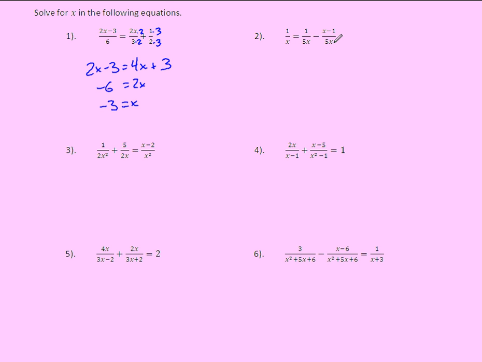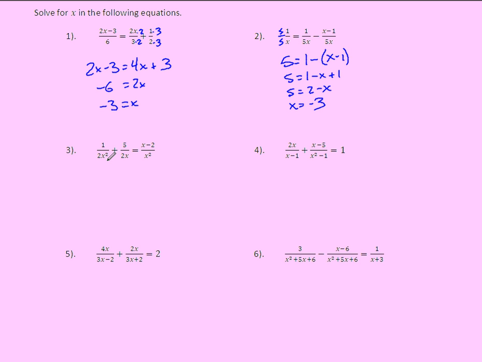For these, my common denominator is 5x, so I just need to multiply this first one by 5 over 5. So I'll get 5 equals 1 minus the quantity, x minus 1. Distribute that negative. 5 equals 1 minus x plus 1. It means 5 equals 2 minus x, or that means that x will equal negative 3 yet again.